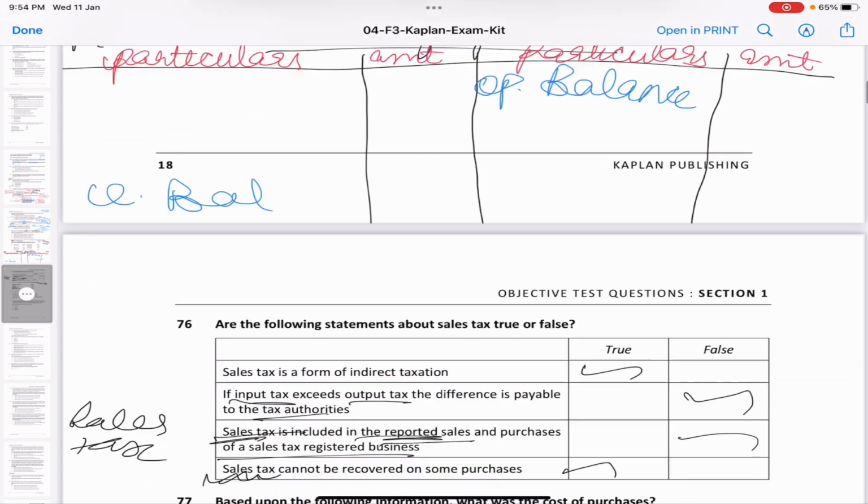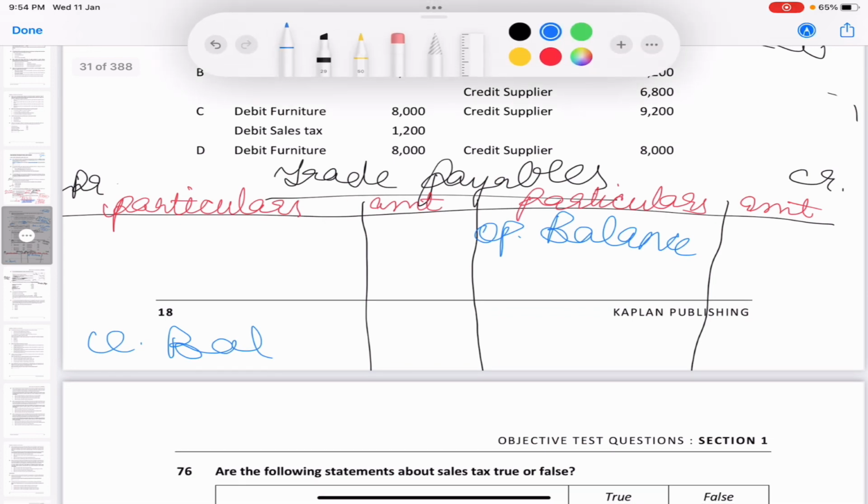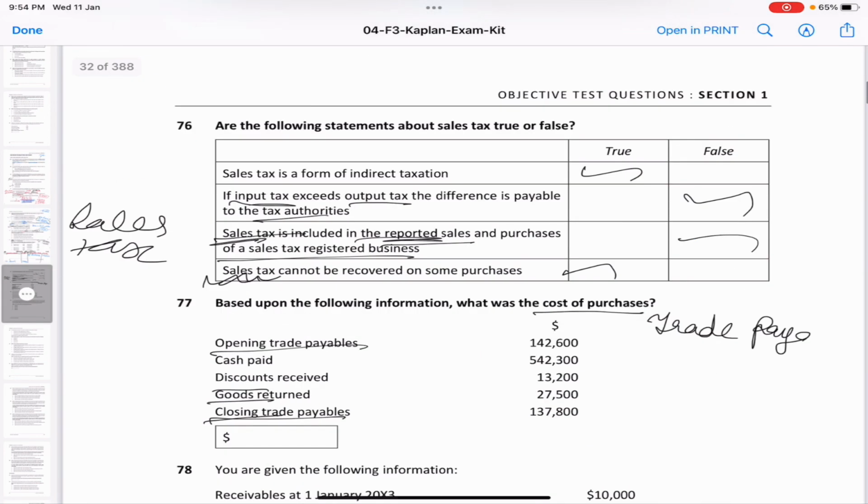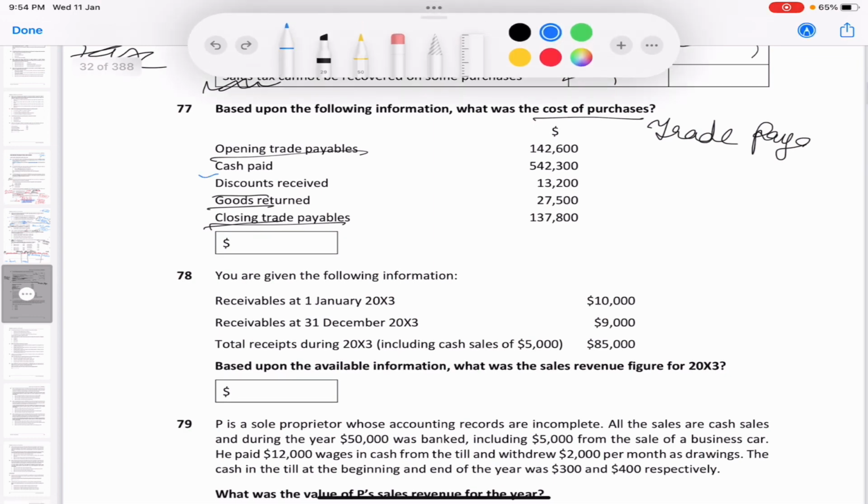Opening balance and closing balance. Now let's just write the values. So my opening balance is 142600, given in the question. My closing balance is 137800, given in the question. Moving on, cash paid. Cash is paid. So what do you understand by cash paid in the case of trade payables? What happens to trade payables? I pay them the cash, right?